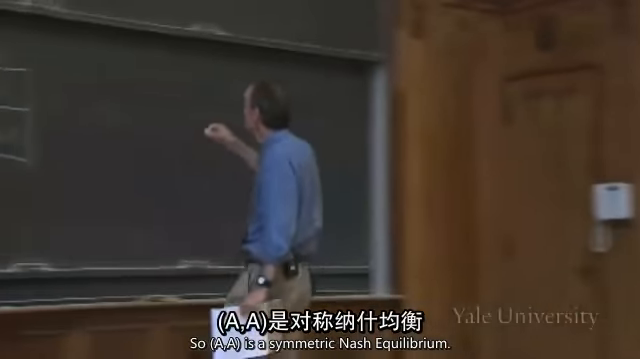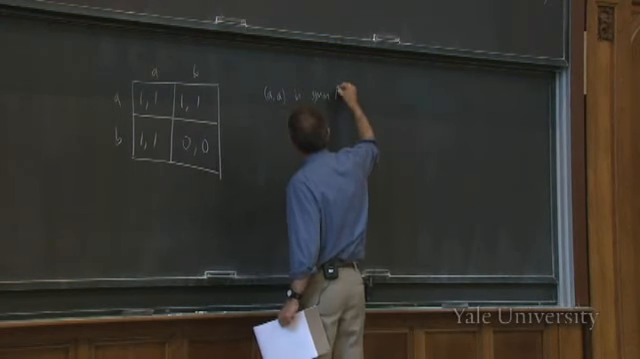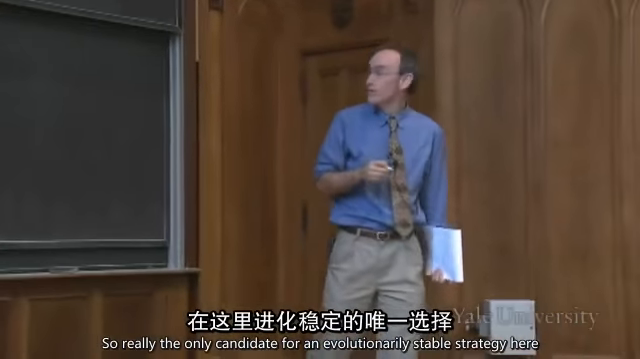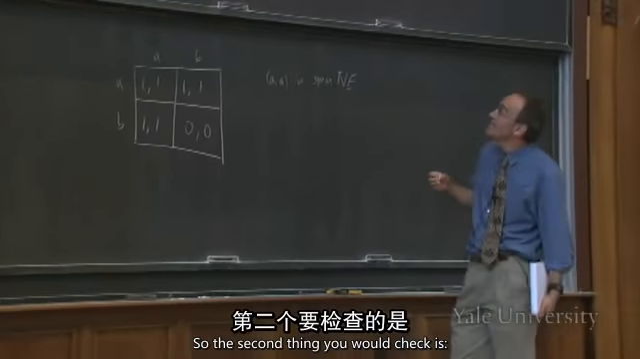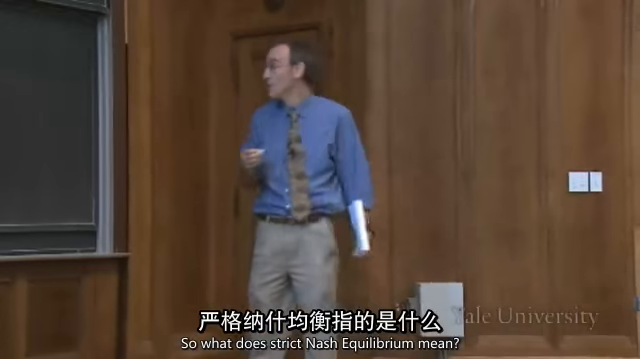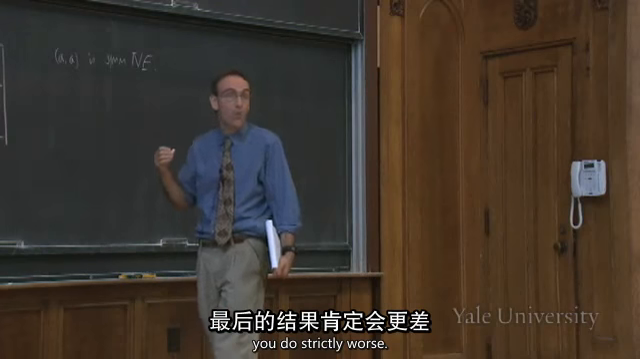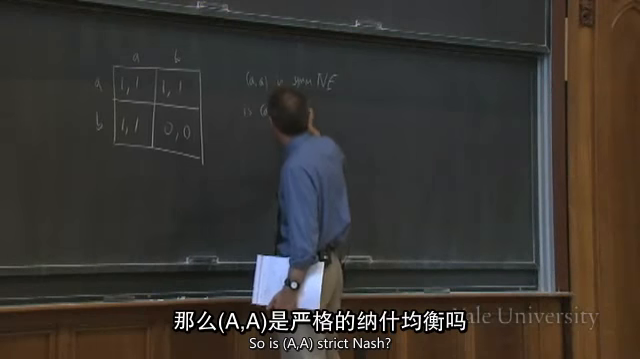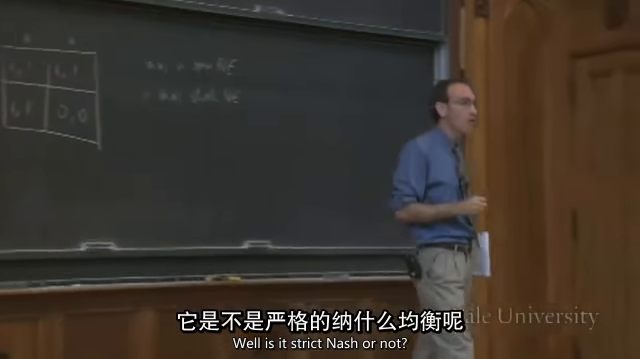AA. Okay, so AA is a symmetric Nash equilibrium. That's easy to check. So really the only candidate for an evolutionarily stable strategy here is A. All right? So the second thing you would check is, is AA a strict Nash equilibrium? So what does strict Nash equilibrium mean? It means that if you deviate, you do strictly worse. All right, so is AA strict Nash? Well, is it strict Nash or not?